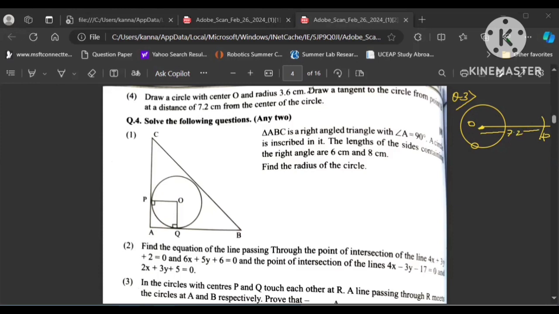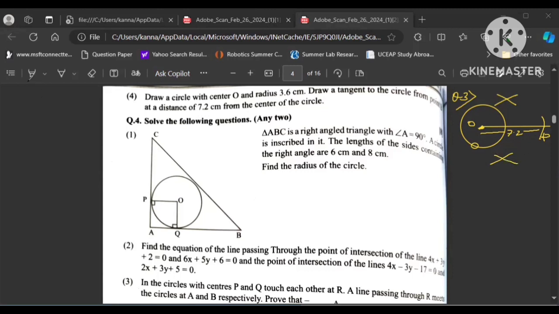Now what they want you to do is draw a tangent to the circle from a point P, which is at a distance of 7.2 centimeter from the center. So draw the perpendicular bisector of this OP now. O as center, radius more than half of OP, draw an arc above and an arc below. Take P as center, same radius, draw an arc above and below.